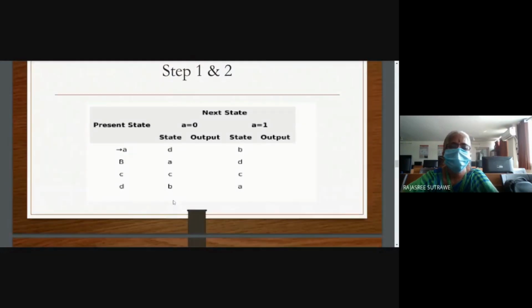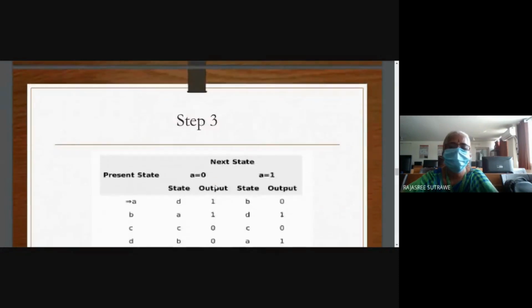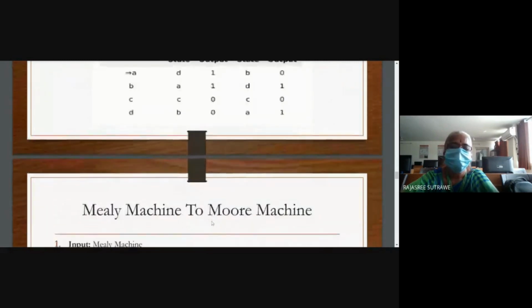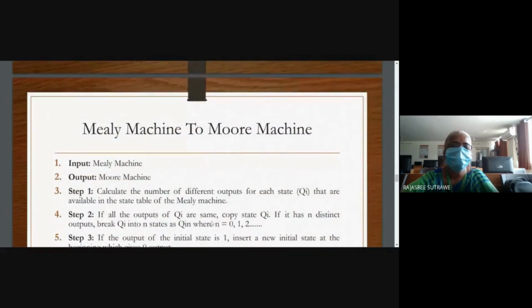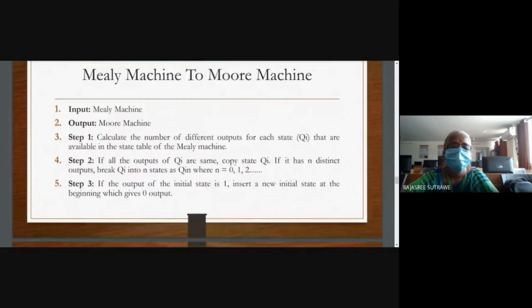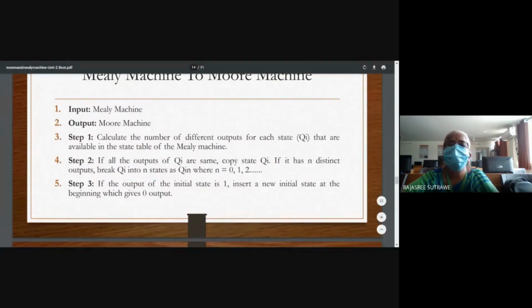So this is the same thing we have here. Okay. So like this you have to copy and then you have to go for writing the states. This is what we have already done. And then we are coming to Mealy to Moore. So input is Mealy machine, output is Moore machine. So calculate the number of different outputs available in the state table of the Mealy machine. And if all are the same, copy the state outputs. Otherwise, break them. So how we are doing it, you will understand with the example only.